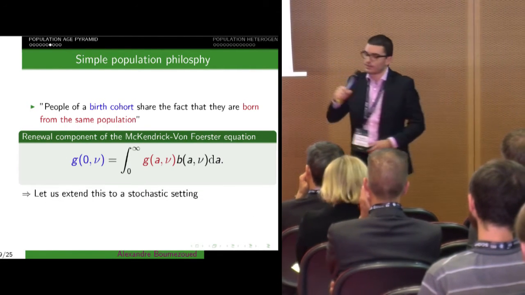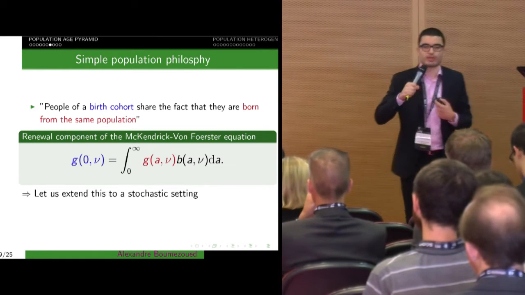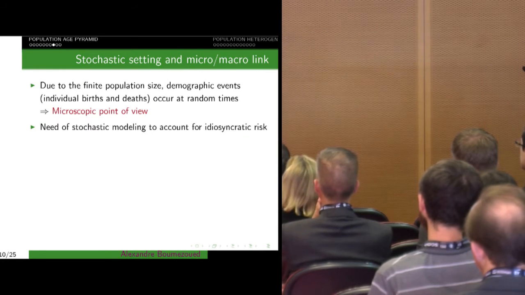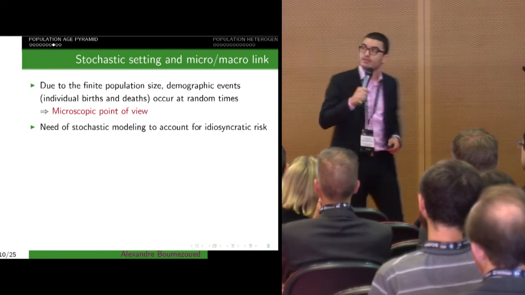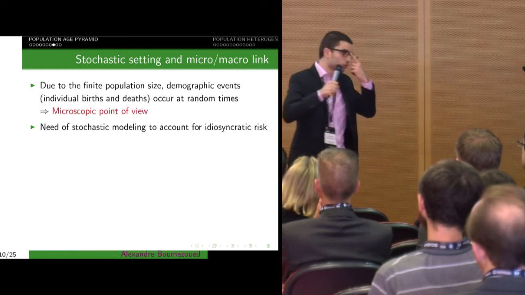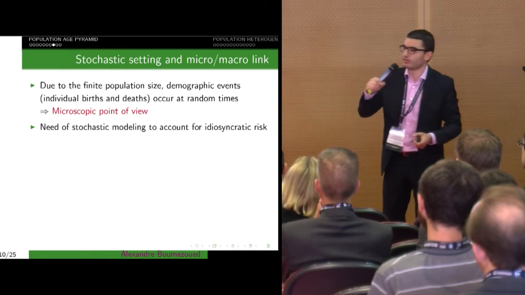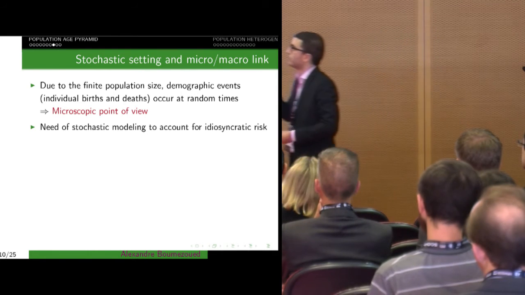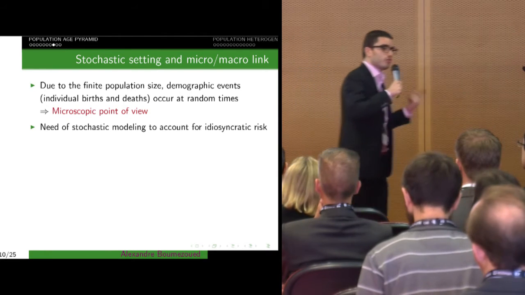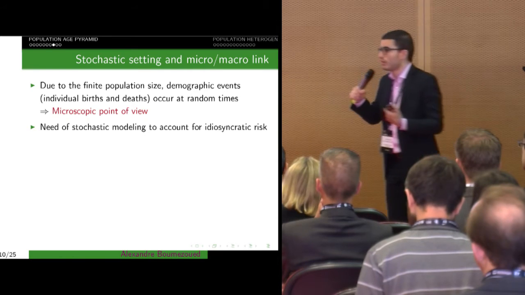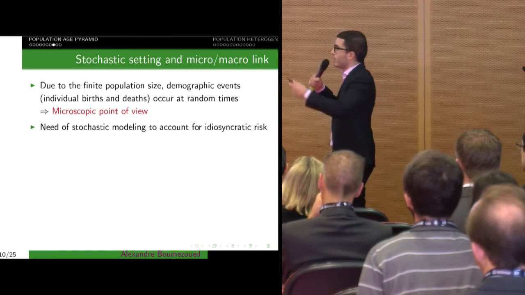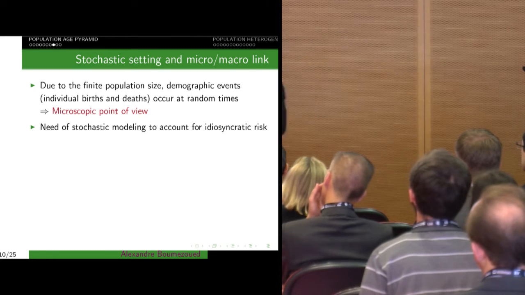Let us extend this to a stochastic setting, because what we do in practice is to have a stochastic population dynamics model. I will go through this a little bit faster, but it is very easy to understand. It is a microscopic point of view, meaning that we don't deal with average quantities of individuals, but we deal with individuals. It works the same: if you want to count the number of people in an age range, then you have a random integer, which is the number of people aged between A1 and A2 at time t.